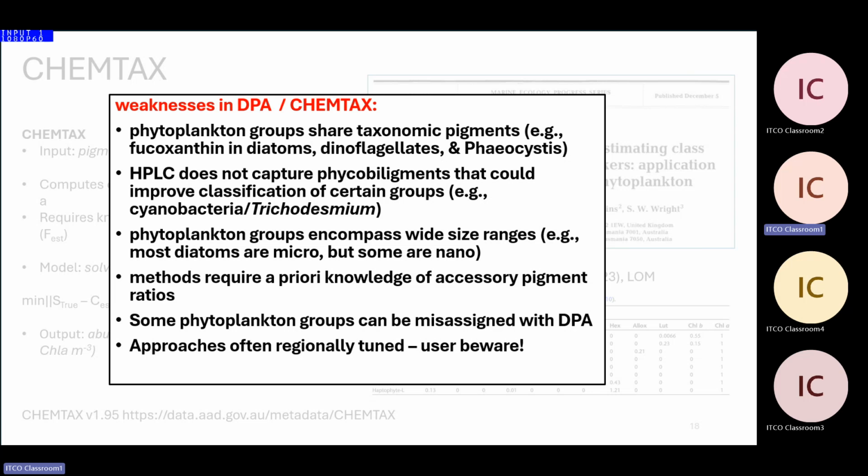You really need to have a priori knowledge of what those accessory pigment ratios are. So you really need to have some high quality cultures that you're taking data from. And what you find is with, for example, the diagnostic pigment analysis, sometimes you get misclassification. You get microplankton, or you get, say, diatoms straddling the different size classes, and you end up underestimating one size class and overestimating the other.